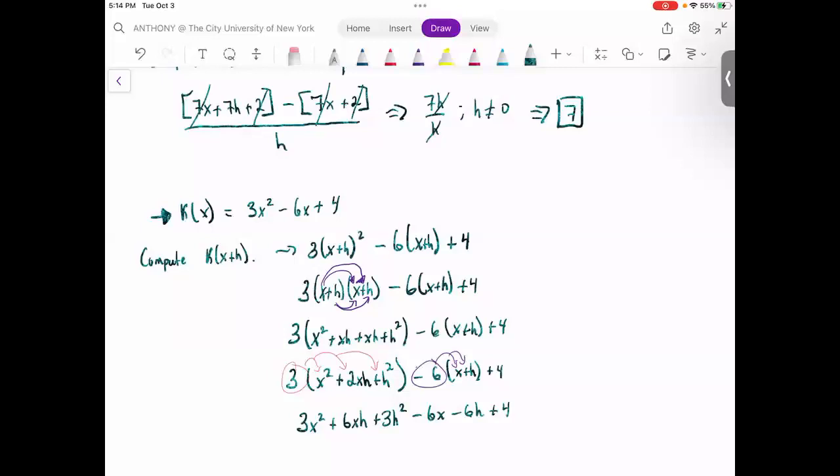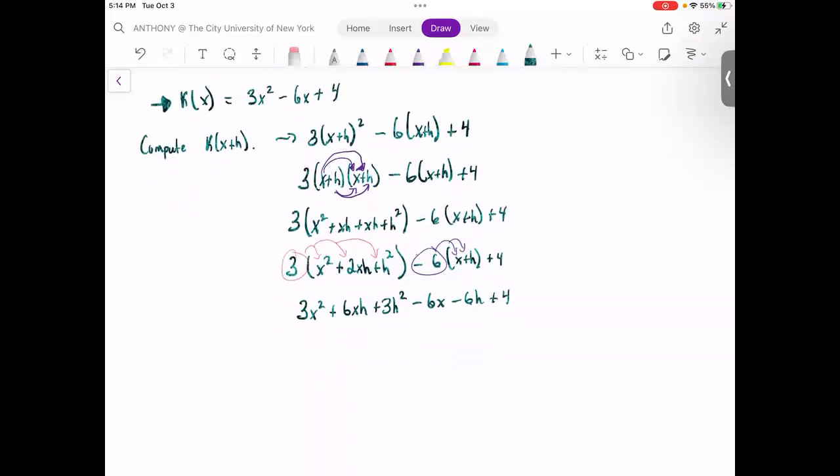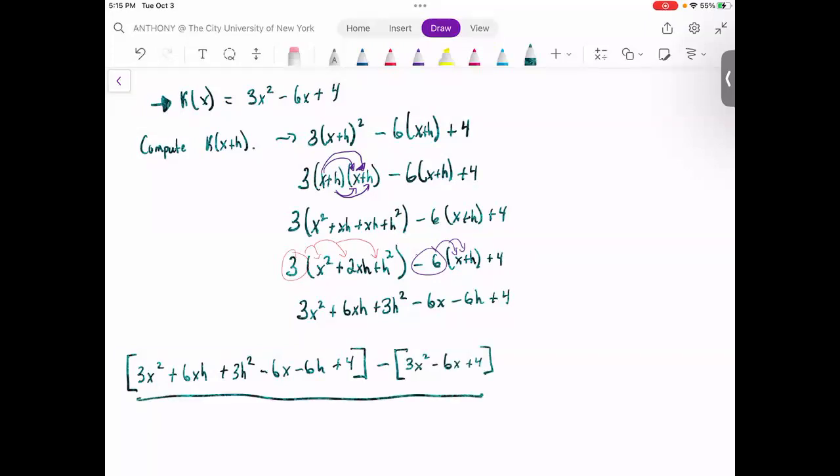Okay. So here you go. We have our k of x plus h. Now we apply the difference quotient. So the difference quotient, like now you can see, since we have a lot more terms going on, you put them around brackets. So we put first the k of x plus h terms in brackets. That is 3x squared plus 6xh plus 3h squared minus 6x minus 6h plus 4 minus the original function, which is 3x squared minus 6x plus 4, all divided by h.